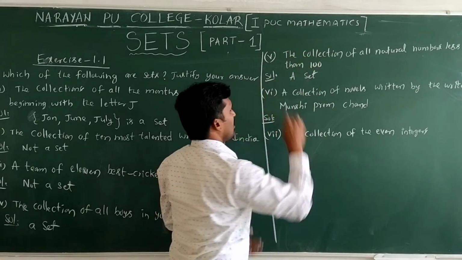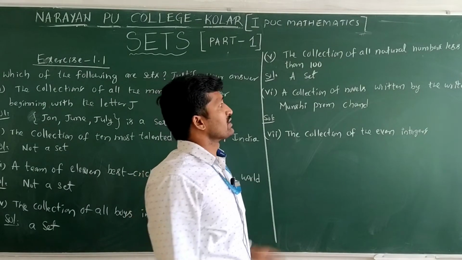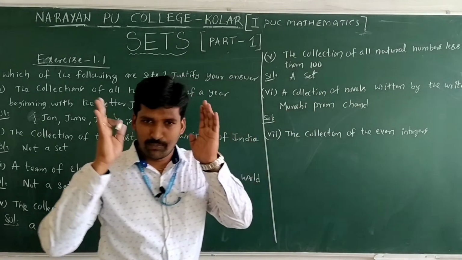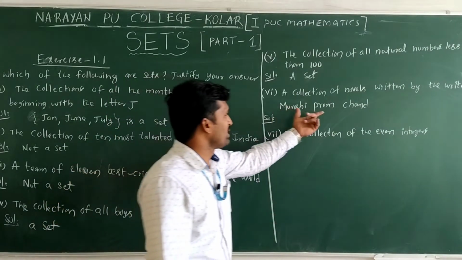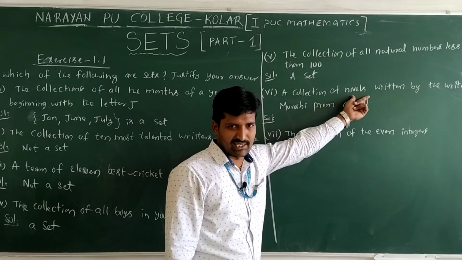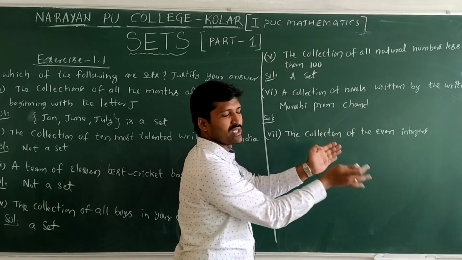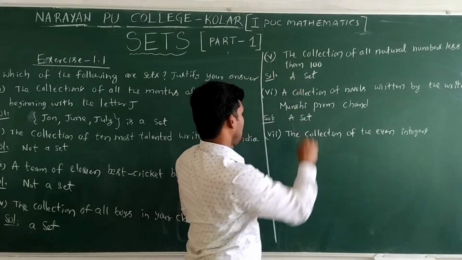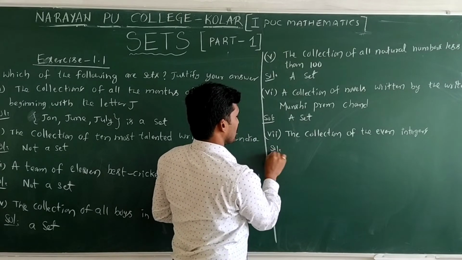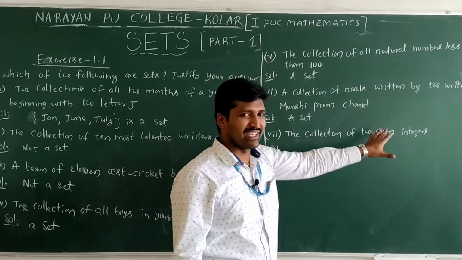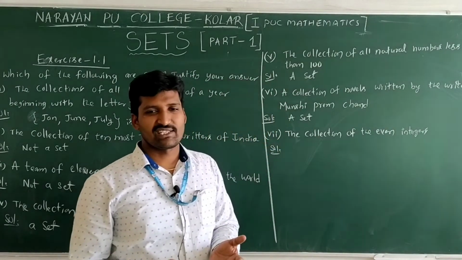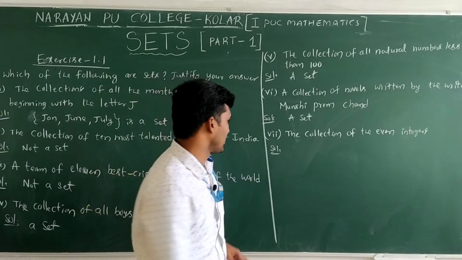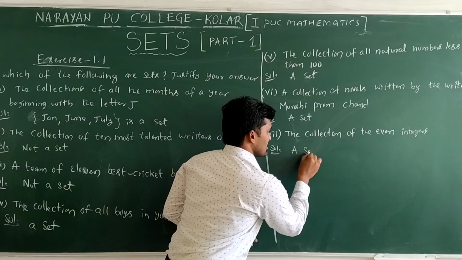Next, a collection of novels written by the writer Munshi Premchand. Now, if a particular person is given, how many novels they wrote is clear. That's why this is a collection of well defined objects. That's why this is a set. Next, coming to the last one, the collection of the even integers. Which even integers? If we take 2, 4, 6, 8, this is also defined. That's why this is also a set.